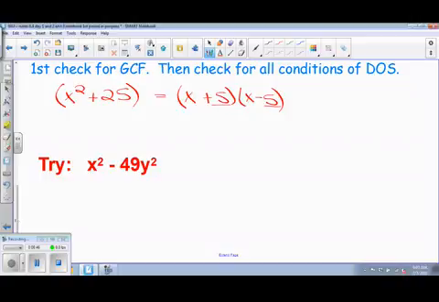X squared minus 49y squared. No, there's no equal sign. There's nothing to move over. We're just factoring. So what did you say? Is it the difference? Yes. Is it two perfect squares? Let me ask you this. What's the square root of x squared? What's the square root of 49y squared? 7y. Great. So one's going to be plus, one's going to be minus, x and x, and then 7y and 7y. It is easy if you recognize that it's the difference of two squares.